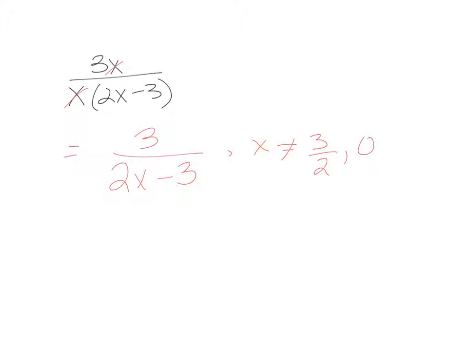Because if you look back to the original question, it had a factor of x in the denominator. So you have to think back, when you're looking at non-permissible values, you have to go back to the original question and look at the factors there. So the original question had a factor of x in the denominator and a factor of 2x minus 3, which makes the non-permissible values 0 and 3 over 2.